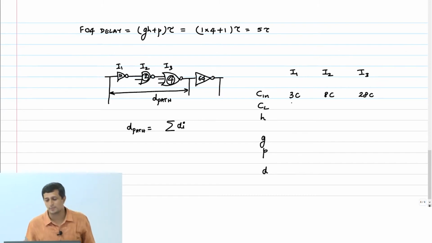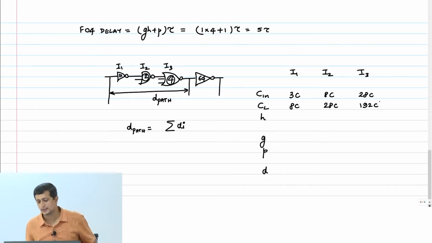What about the load capacitance for each of these things? I1, it is 8C, right? I2, 28C. What about for I3? 64 into 3x into 3C, you will get 192C.